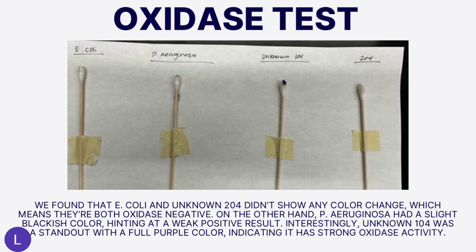But we're also kind of in the middle about P. aeruginosa because we don't know if it showed a little bit of oxidase activity or if that's just part of the test. You could see a little black dot on the top of the Q-tip. So we don't know about that one. It probably could be dust. It probably could be some oxidase.